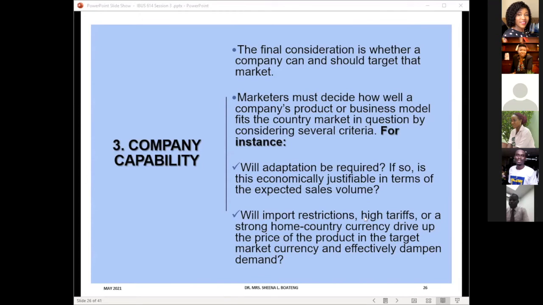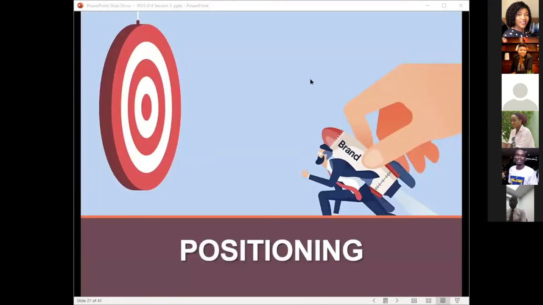Or if they believe it is within their strengths, they will go in for it, right? So that is it for targeting. Now, once you have targeted, you now have to position yourself.